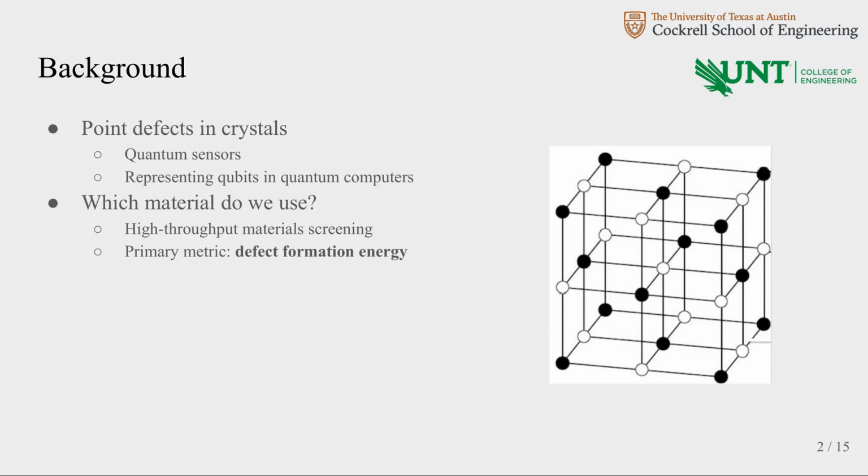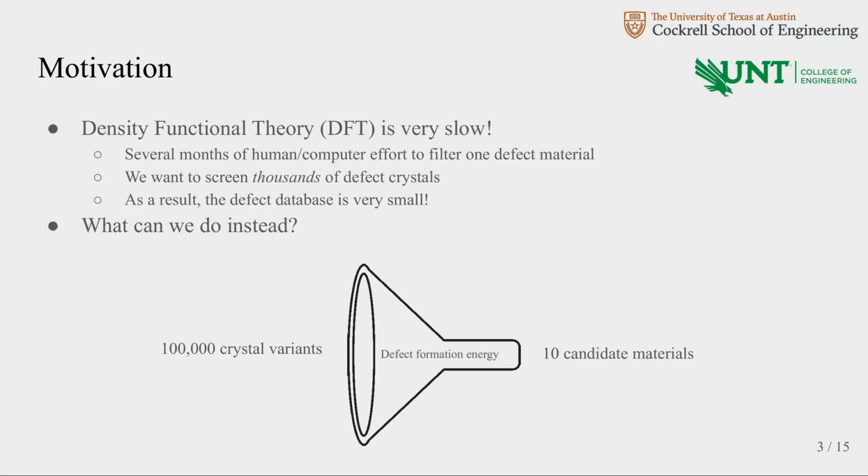So ideally, we would like to do this high throughput material screening where we put in a database of 100,000 crystals and then have it output a list of 50 that have good values so that we can further screen them, do some more stuff on them. But the problem is that the way we find out this defect formation energy is through doing density functional theory, which is just way, way too slow. It would take several months to calculate a single crystal's value.